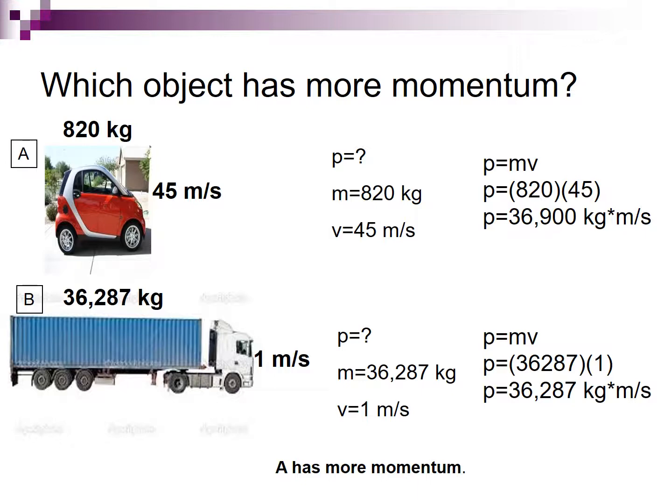As opposed to the bottom, while it does have a great mass, it doesn't have enough velocity. Our velocity there is 1, and our momentum is 36,287. So it has slightly less momentum just because the velocity is not great enough. And so A has more momentum.